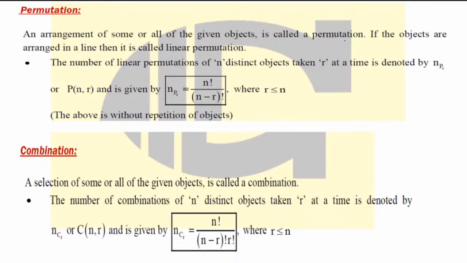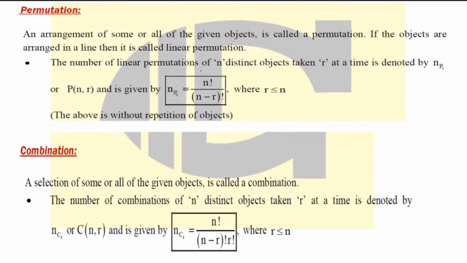Many of the probability problems relate to combinations. Few problems relate to permutations, that is the dice problems, etc. You will understand slowly. Now, permutation definition: an arrangement of some or all of the given objects. You have three objects, say A, B, C. All of the objects can be arranged in a line, or two objects, or one object, that is some of the given objects, arranged in a line. Such arrangement is called a permutation. How many arrangements, that is how many permutations, I will explain later.